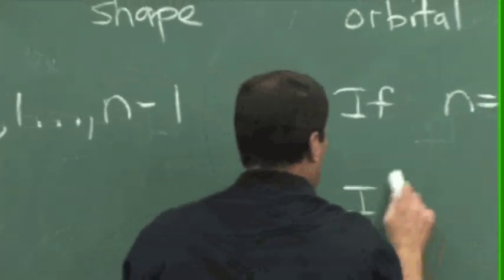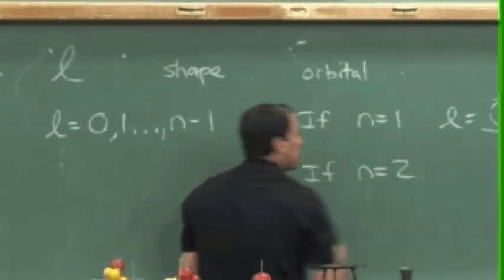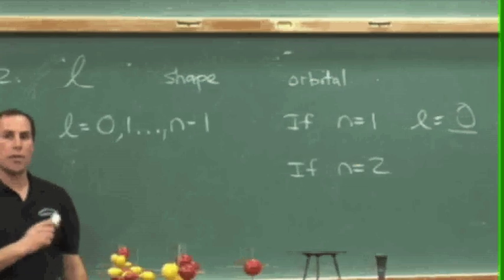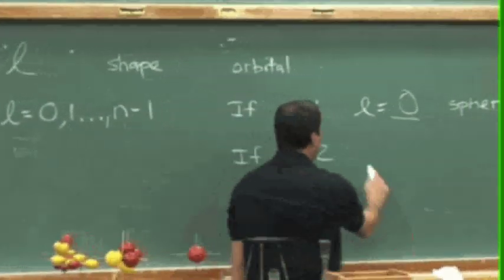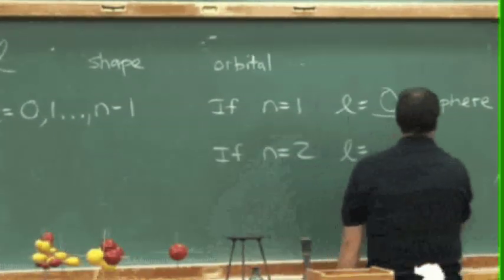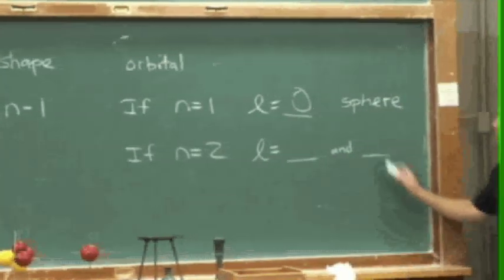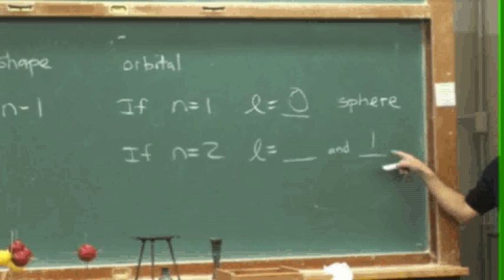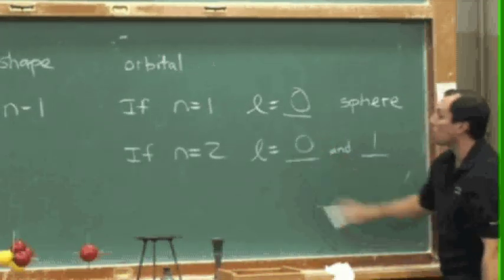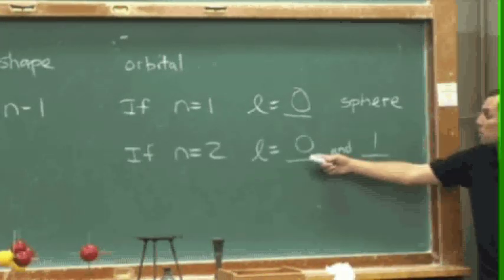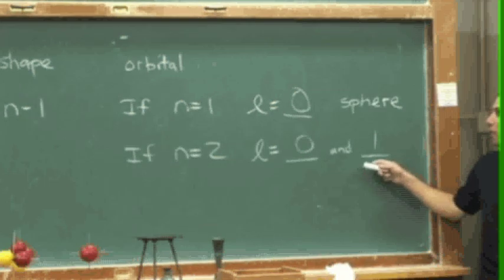If n is equal to 2, L can take on two different values. So what are these two different values for L? If n is equal to 2, L can be equal to 1. It maxes out at 1. But it can also still be equal to 0. So we could have ourselves a sphere here.